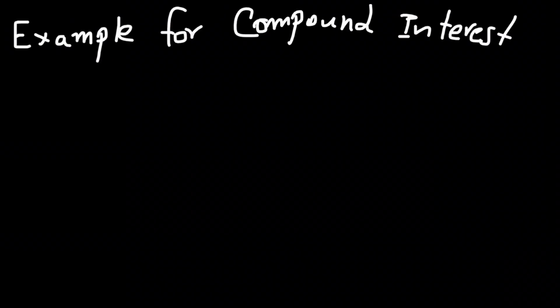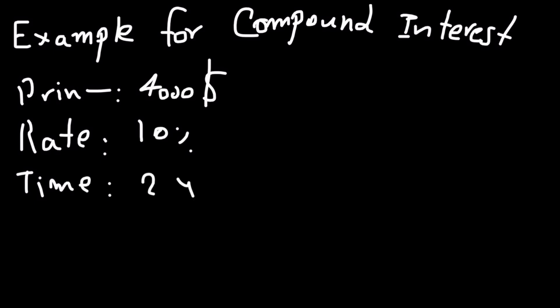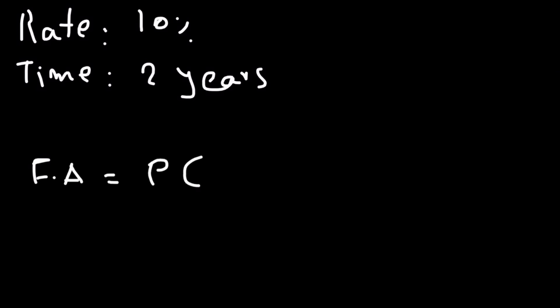Let's do an example for compound interest right now. For example, my principal is $4,000. Again, my rate is, for example, 10%, and my time is 2 years. So the formula is this: my final amount equals principal multiplied by 1 plus rate, to the power of time.